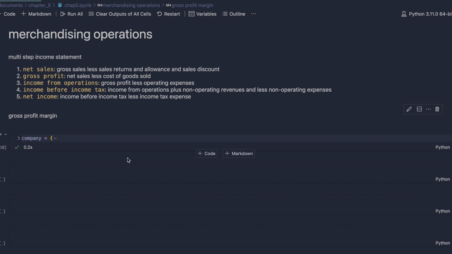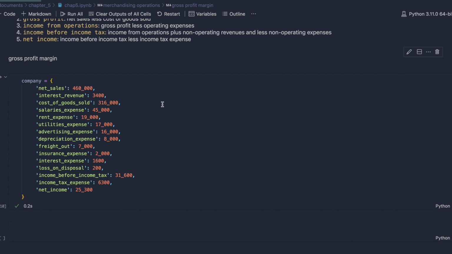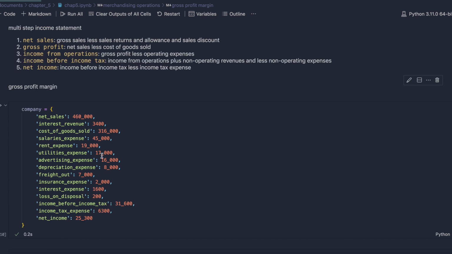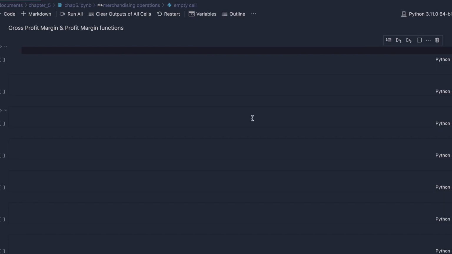Here for gross profit margin, we have a company's data of net sales, interest revenue. This data dictionary will be used for making our functions and calculations. Let's create our gross profit margin function. This gross profit margin function will accept a data dictionary.